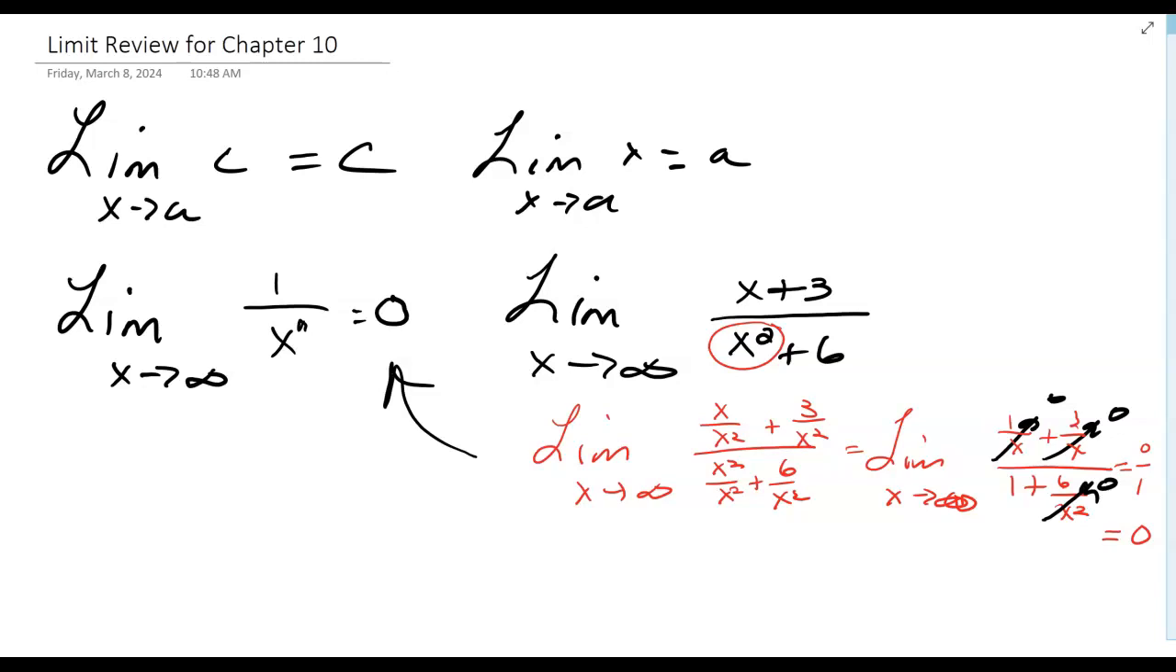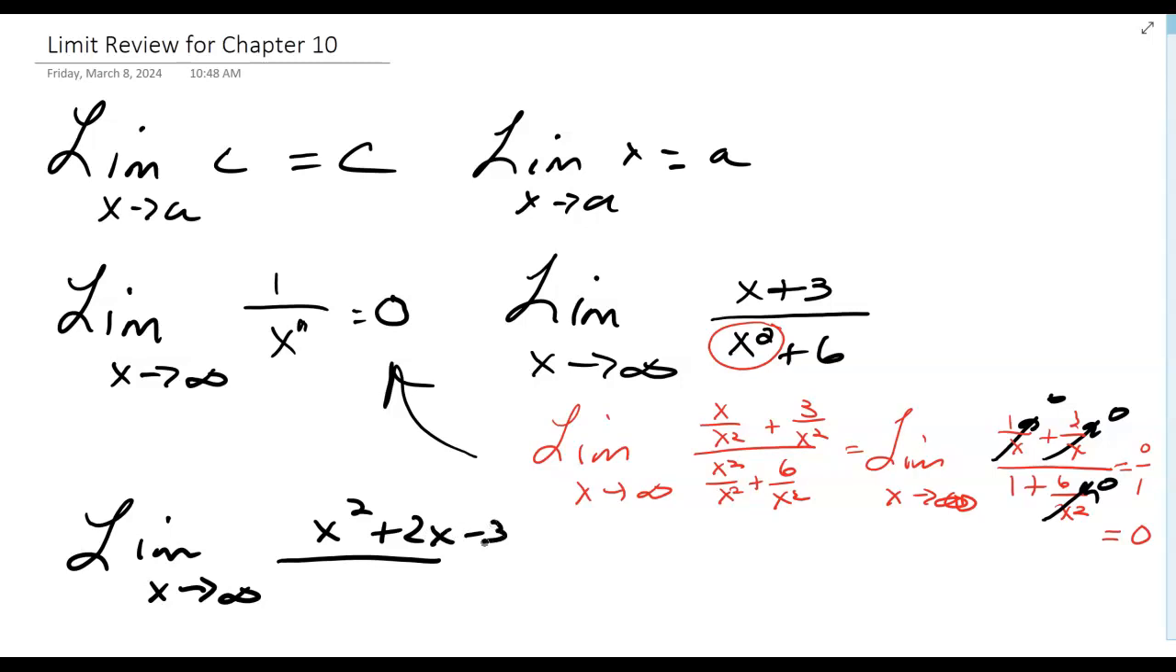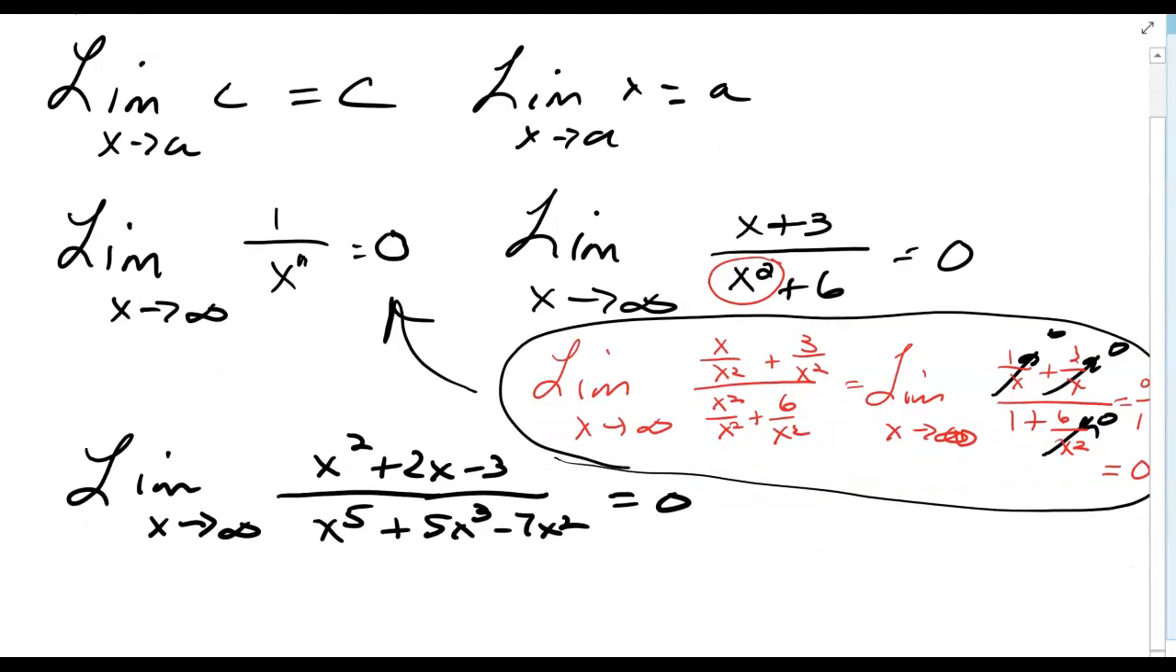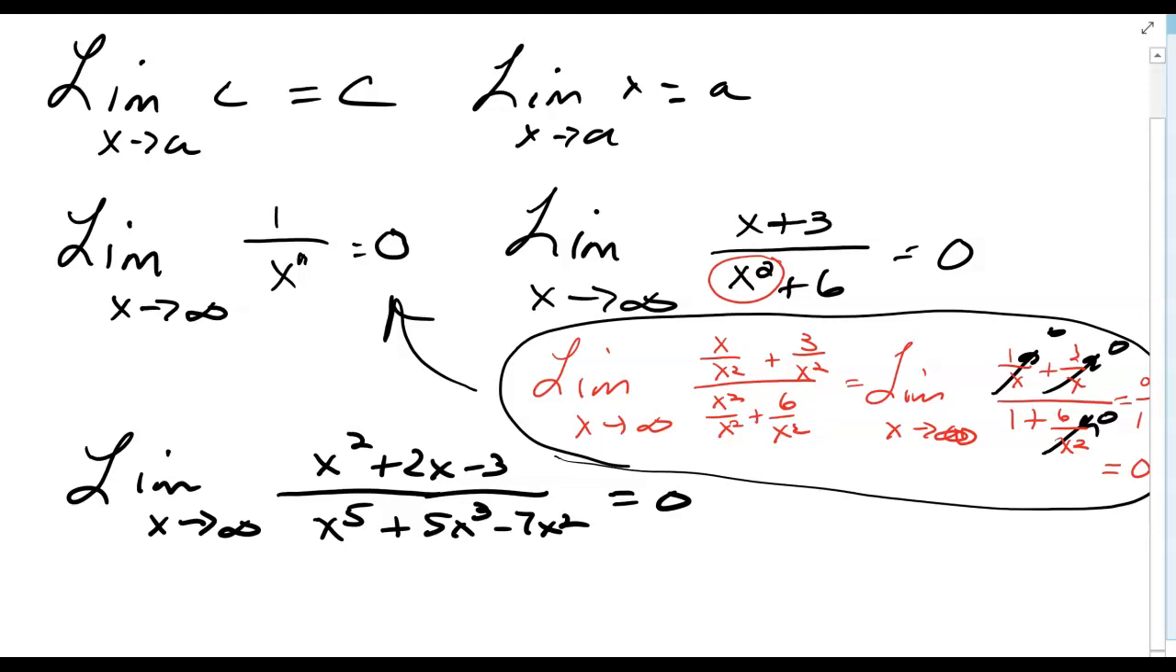The general idea here is that anytime you have polynomials, like x squared plus 2x minus 3 over x to the 5th plus 5x cubed minus 7x squared, the limit is 0, because the exponent in the denominator is larger than the exponent in the numerator. If you had to, you could go through this whole process to show that it's 0. So understanding when a limit going to infinity equals 0 is important.